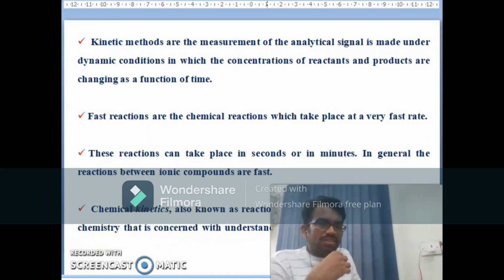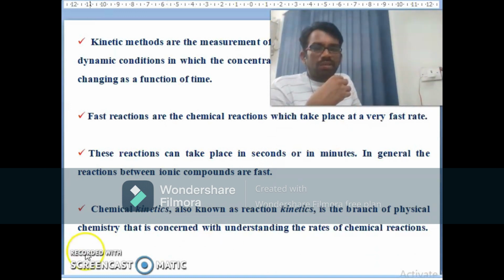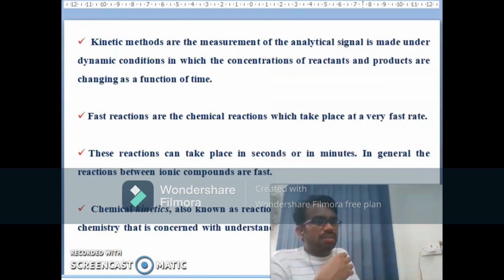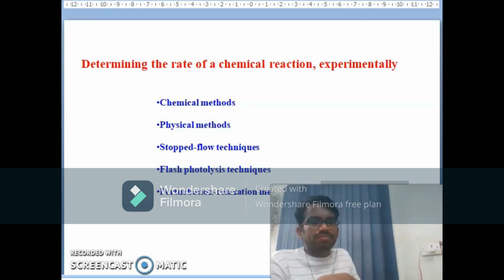So chemical kinetics, also known as reaction kinetics, is the branch of physical chemistry concerned with understanding the rate of chemical reactions. So the rate of chemical reactions comes under the physical chemistry branch. Chemical kinetics means nothing but reaction kinetics. You can see the next one.